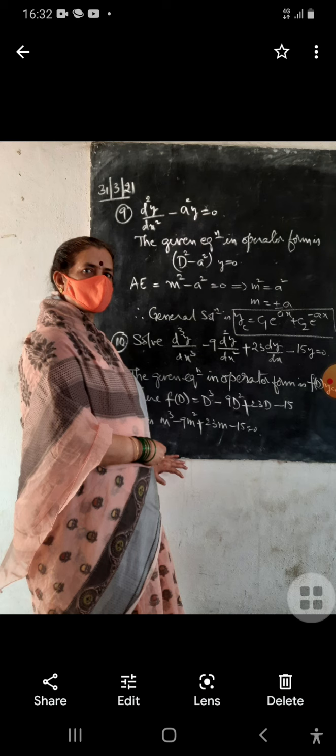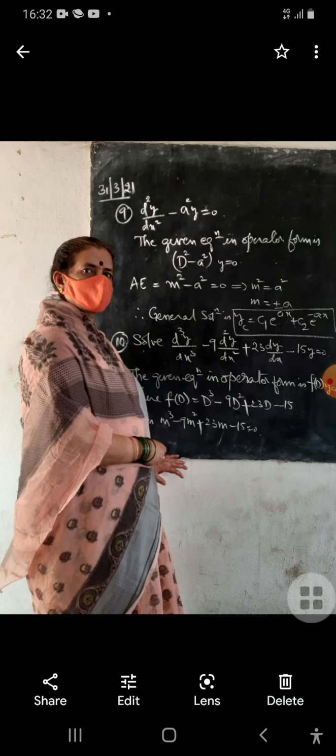We will continue with problem number 9, d square y by dx square minus a square y equal to 0. The given equation in the operator form is (D square minus a square) y equal to 0. So the auxiliary equation is m square minus a square equal to 0. So m square is equal to a square. Therefore m is equal to plus or minus a. Now the general solution is yc is equal to c1 e power ax plus c2 e power minus ax.